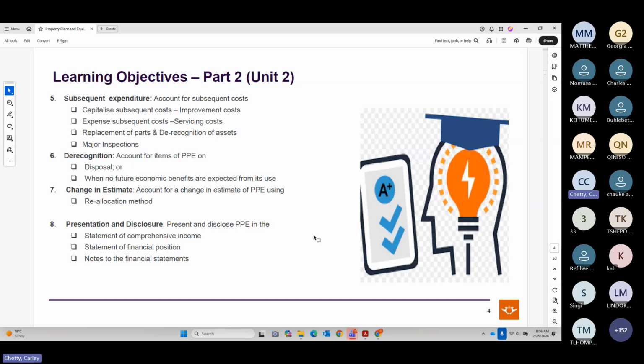So what are we going to do today? So today we're looking at part 2 of Unit 2. So here we're going to continue with subsequent expenditure, and we're going to account for subsequent costs. We're going to capitalize subsequent costs, such as improvement costs. And then in some cases, if we have servicing costs, these costs will be expensed. So not all subsequent costs get capitalized. We need to distinguish between those that we capitalize, like improvements, and those for servicing.